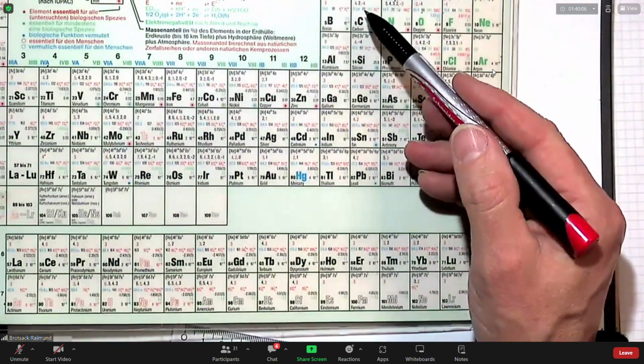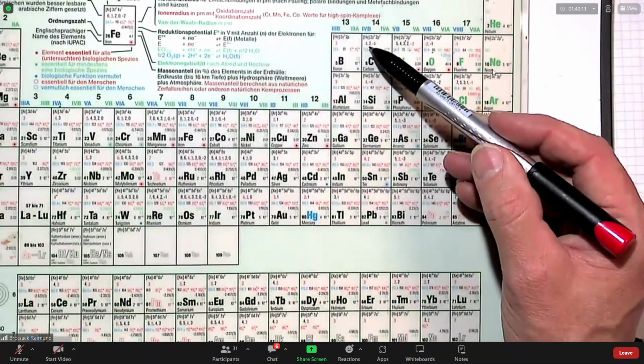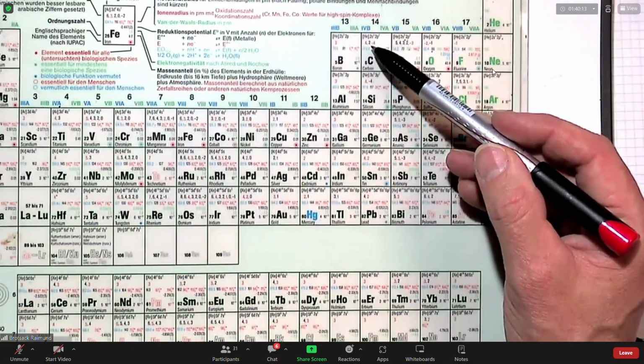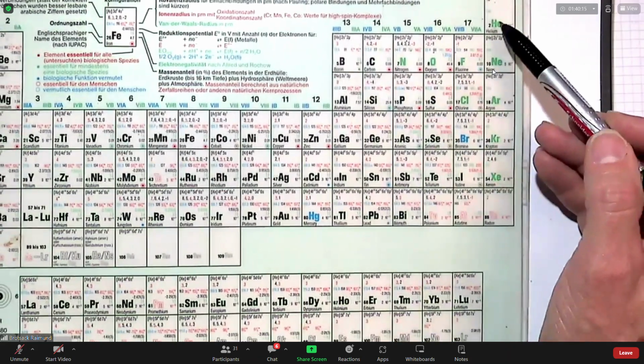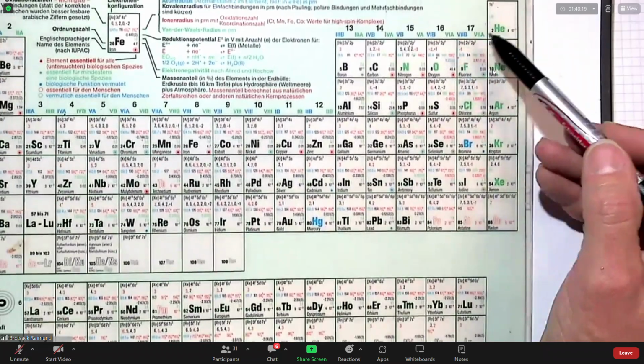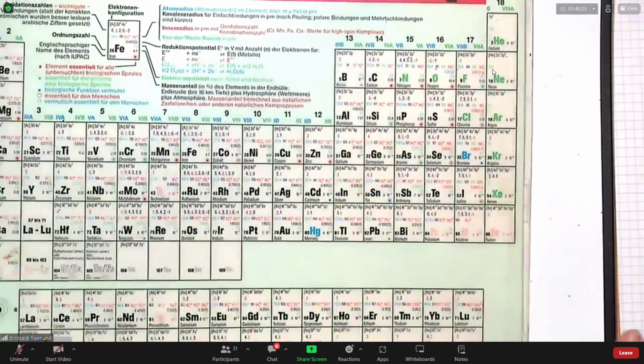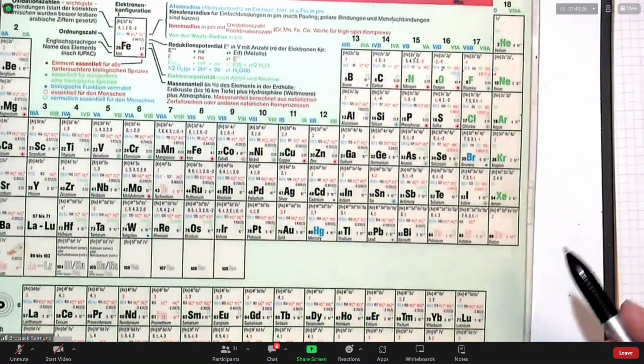The highest is the group number, so +4 is the highest. It can't be +6, because then we would take away the electrons from the noble gas helium, and it would have 0 electrons, but that doesn't happen. +4 is the max.